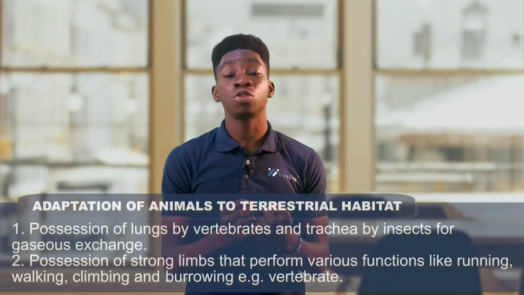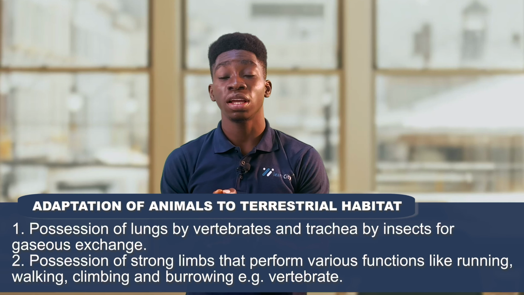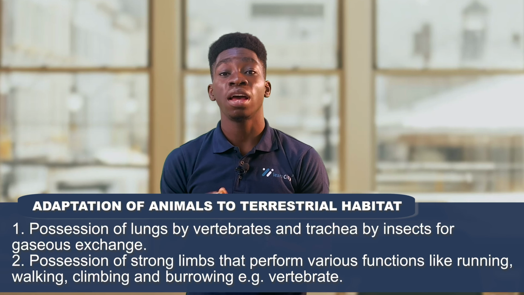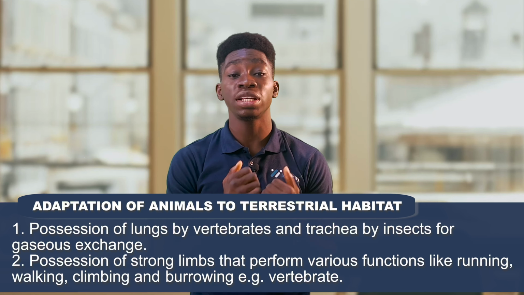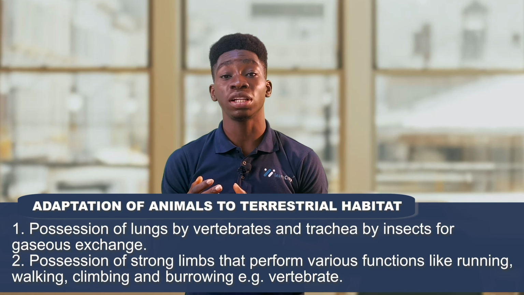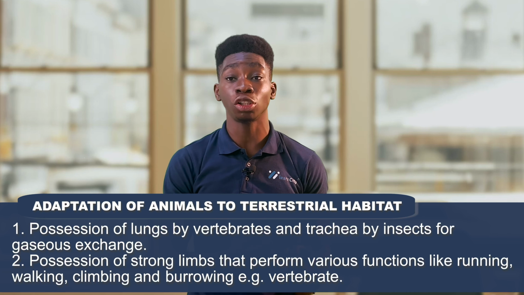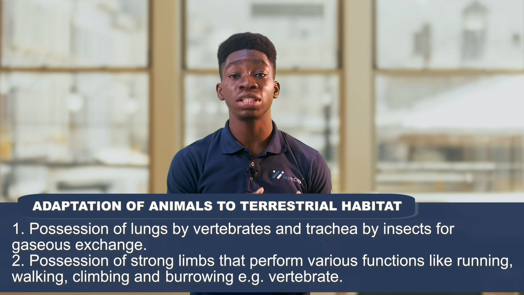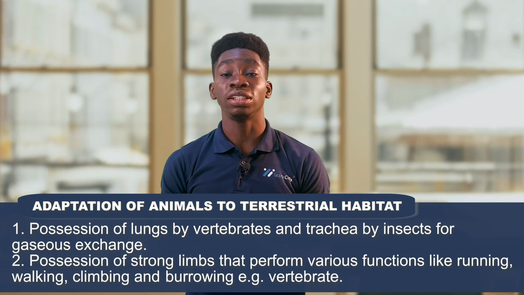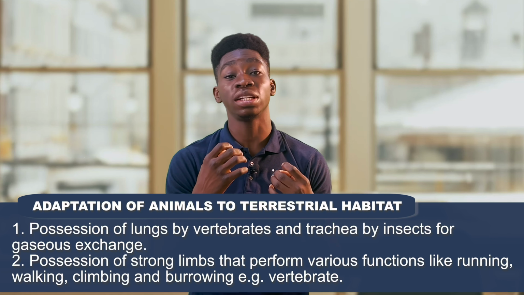Now, let's talk about adaptation of animals to terrestrial habitats. Still talking about structural adaptation. Animals possess lungs, for example the vertebrates, and trachea, that is the insect, for gaseous exchange. So animals found on terrestrial habitats have different structures that enable them to carry out gaseous exchange. In the vertebrates, it's the lungs, and in organisms like the insects, it's the trachea.